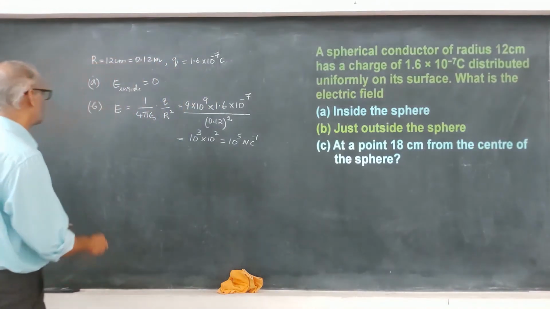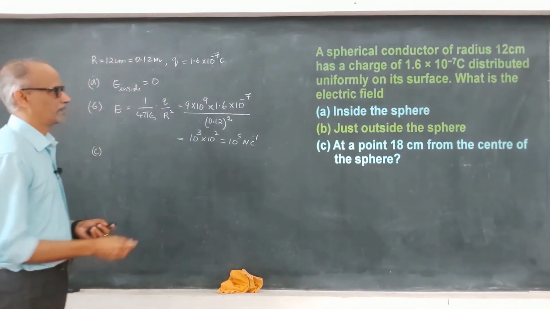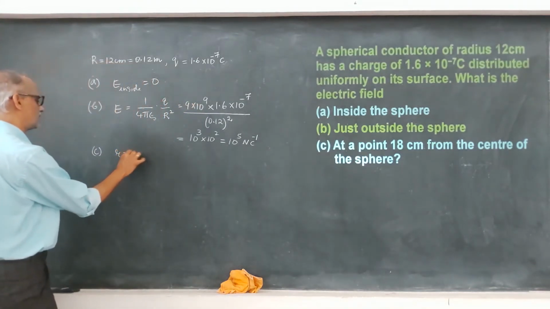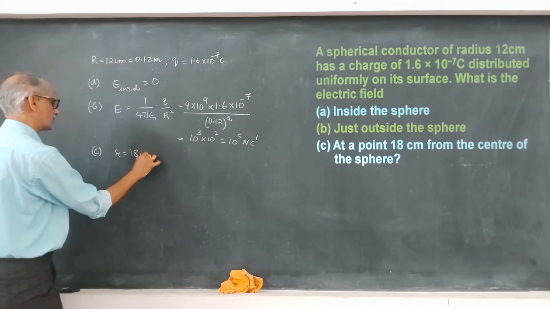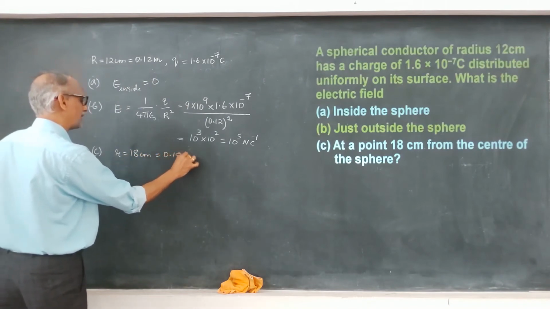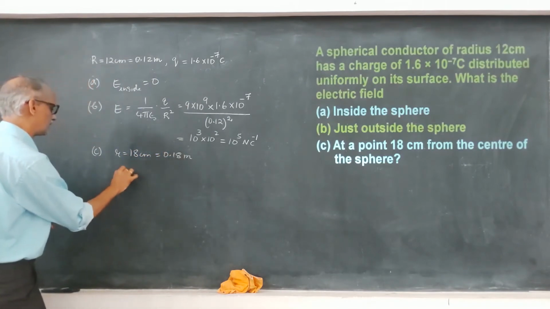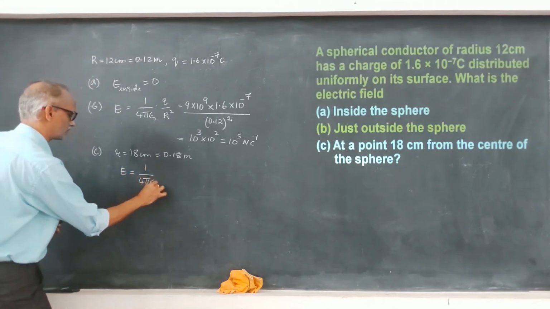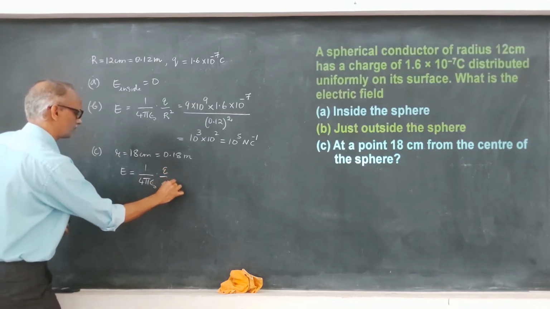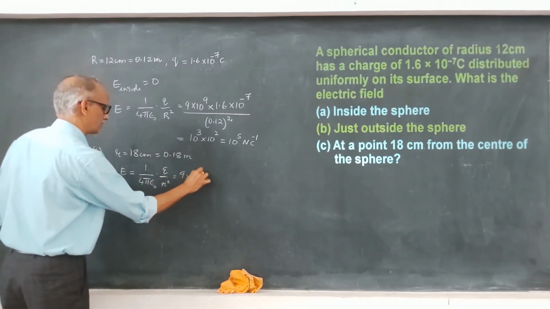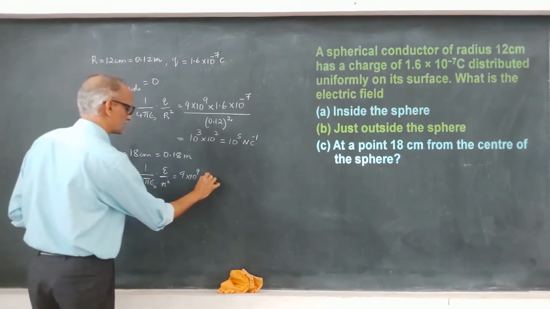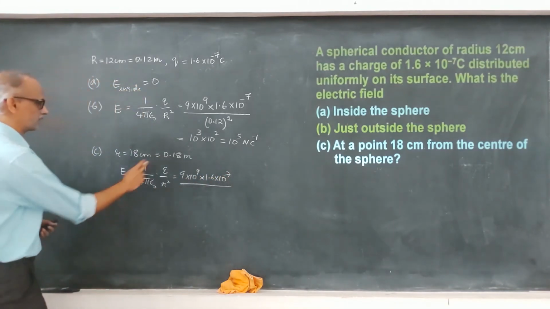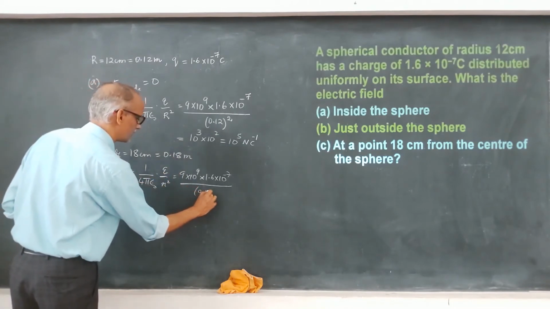Okay. The third one, option C, at a point 18 centimeter from the center of the sphere. So, the value of r is 18 centimeter, which is 0.18 meter. So, therefore, the value of the electric field is 1 by 4 pi epsilon naught, Q by r square, that is 9 into 10 to the power 9. The value of Q is 1.6 into 10 to the power minus 7 divided by r, which is 0.18 square.